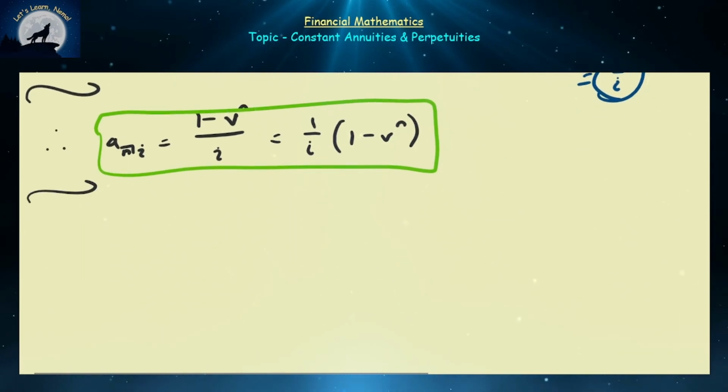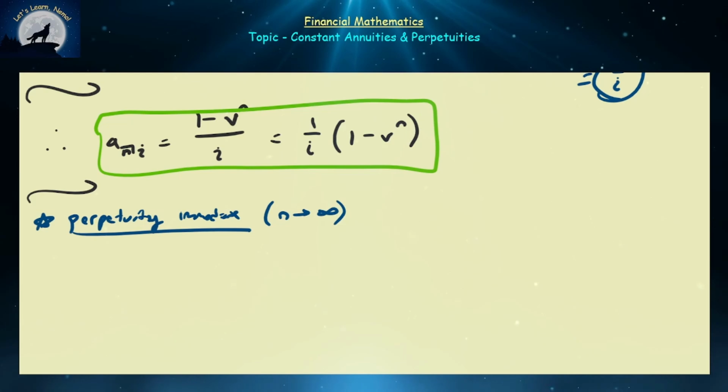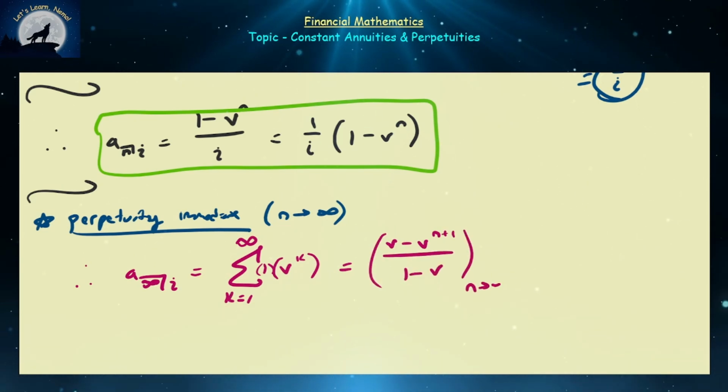So let's actually take this and extend it and consider another very similar idea, which is called a perpetuity immediate. The only difference between an annuity immediate and a perpetuity immediate is that n goes to infinity. It's an infinite time span. So what is this? This is going to be represented by a angle infinity i, because we have an infinite number of payments. And by definition, this would just be equal to the sum from k equals 1 to infinity of 1 times nu to the power of k. So this is going to be equal to nu minus nu to the n plus 1 all over 1 minus nu, provided that n goes to infinity.